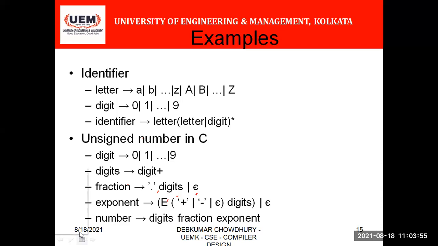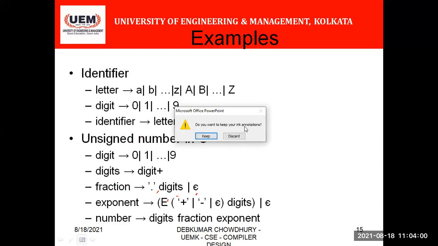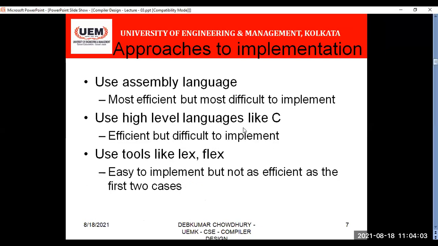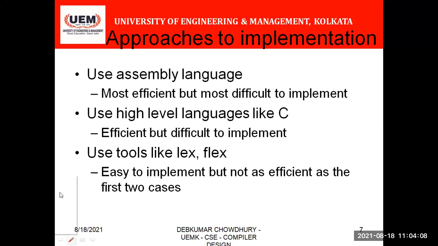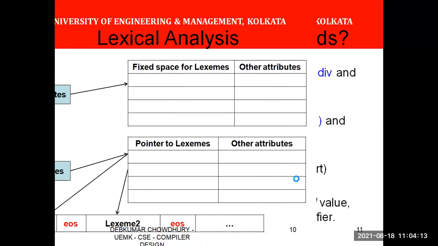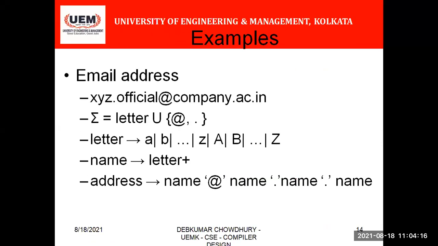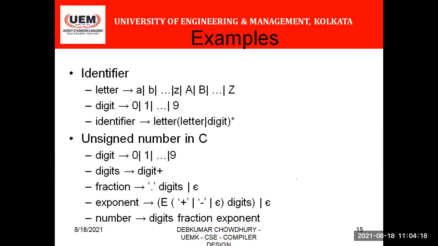Now digit is also there, and digit is separated by 0 or 1 dot dot dot up to 9. Identifier is written in this way. First of all, letter should be there, and then letter or digit. This is how the identifier can be written.